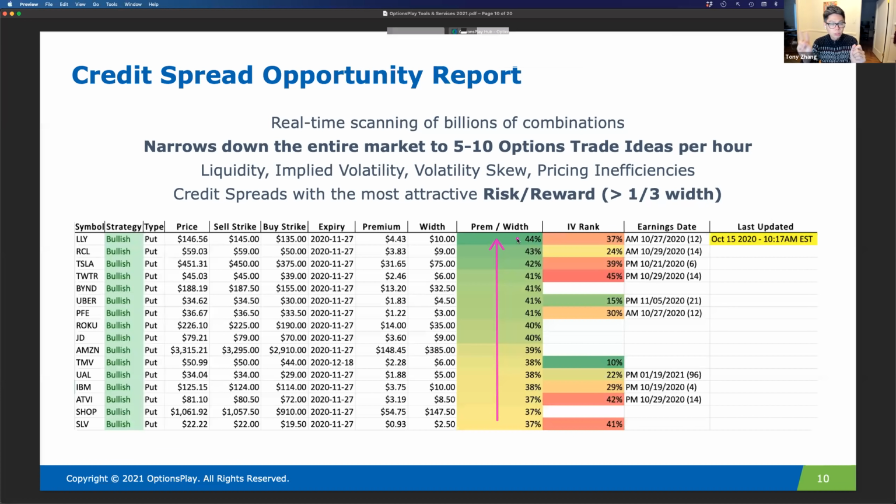A lot of credit spreads, you risk roughly $2 for every $1 you make. But let's say, for example, you select something that collects 40% of the width. That means you're only risking $1.50 for every $1 you can potentially make. And that half a dollar makes quite a bit of difference in the grand scheme of things when you place that trade over and over again. And this is a report that updates every single hour.